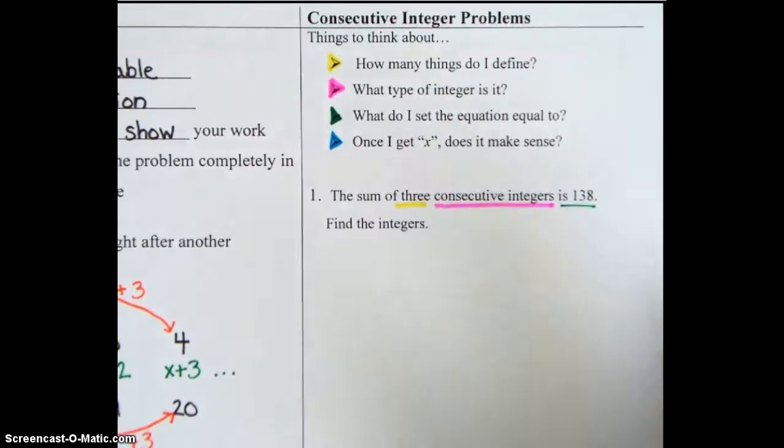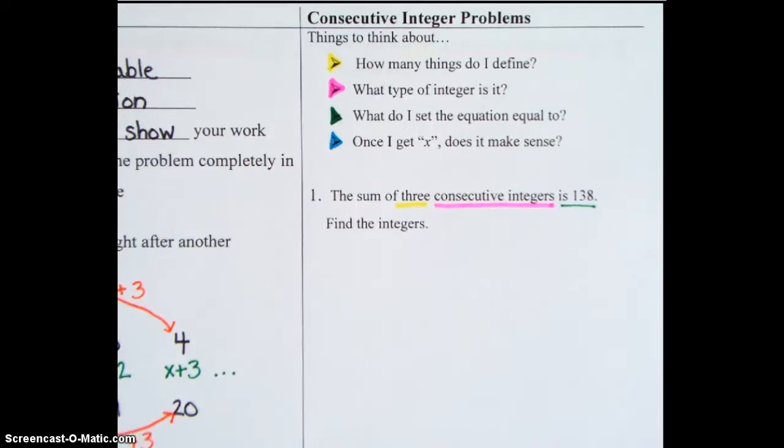So when you're setting up these questions, you need to think about the following things. How many things do I define? What type of integer is it? What do I set the equation equal to? And then does my answer make sense? You'll notice I color-coded the questions on the screen.